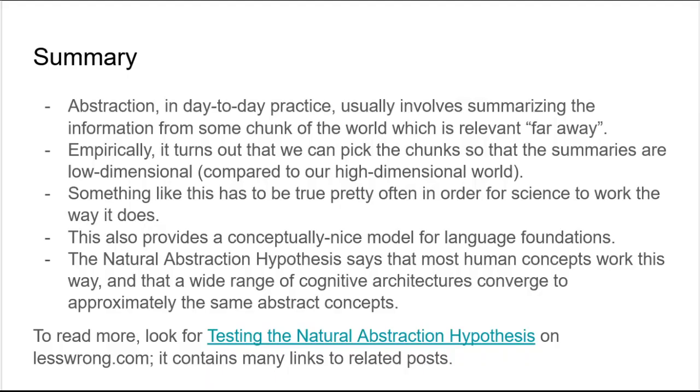So, to summarize the main ideas here. One, in day-to-day practice, abstraction usually involves finding some chunk of the world that has a low-dimensional summary that contains everything that's relevant far away, for some notion of far away. Empirically, looking at the physical sciences, it turns out that we can usually chunk the world in ways that make this work. We can usually pick out chunks of the world such that everything we need to know for making predictions far away fits into a low-dimensional summary.